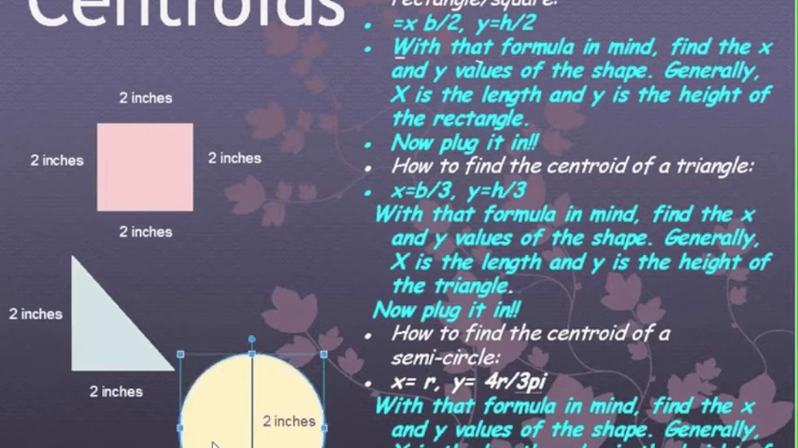Now for the circle, what you want to do is a little bit different. The x coordinate will be your radius and your origin will be the center of the circle. For the y coordinate of the centroid, you simply take the radius divided by pi and multiply it by 4/3.